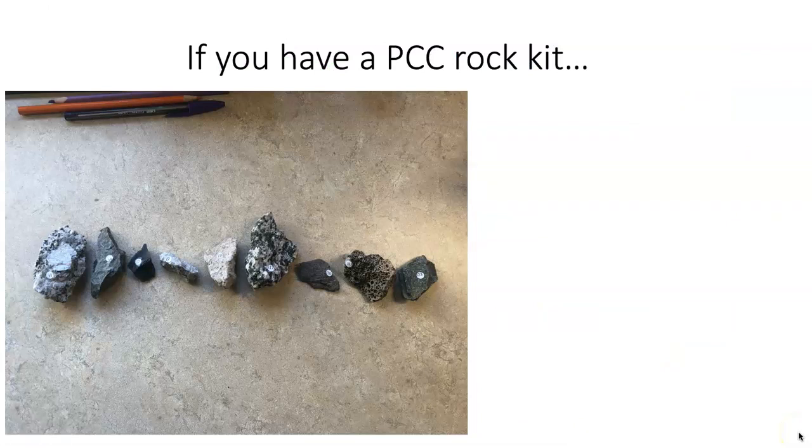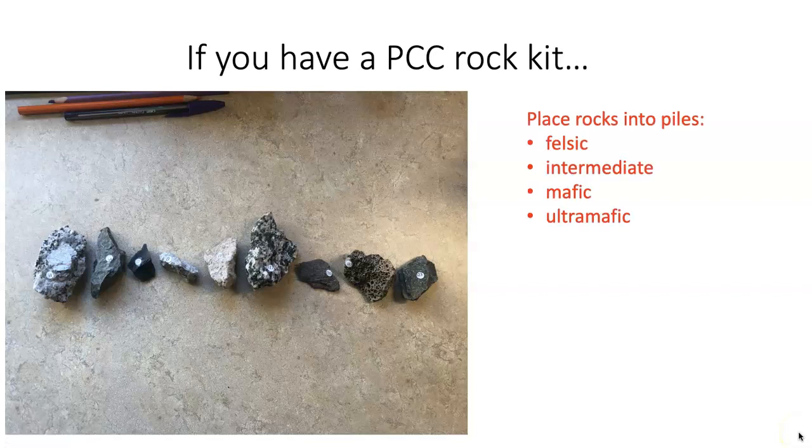So once again, if you have a PCC rock kit, take the 9 rocks and try to put them in 4 different piles: a felsic pile, an intermediate pile, a mafic pile, and an ultramafic pile. And in this case, you're going to base it on primarily color, unless you feel like you're pretty good at identifying olivine, augite, and quartz. Pause and put your piles together.